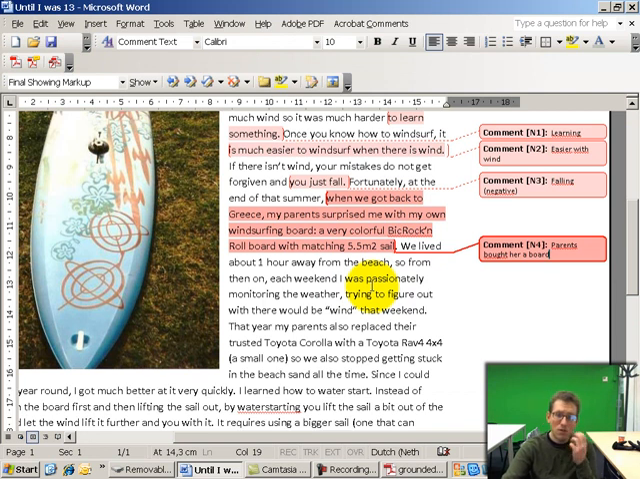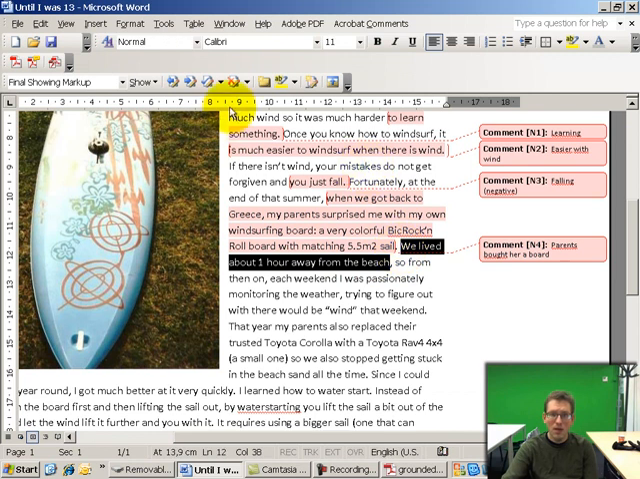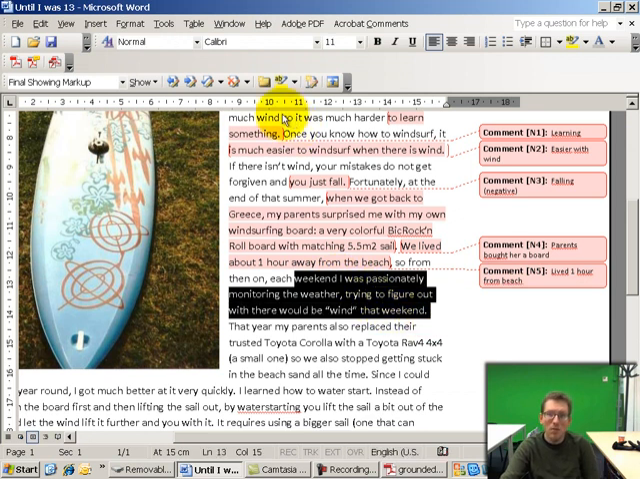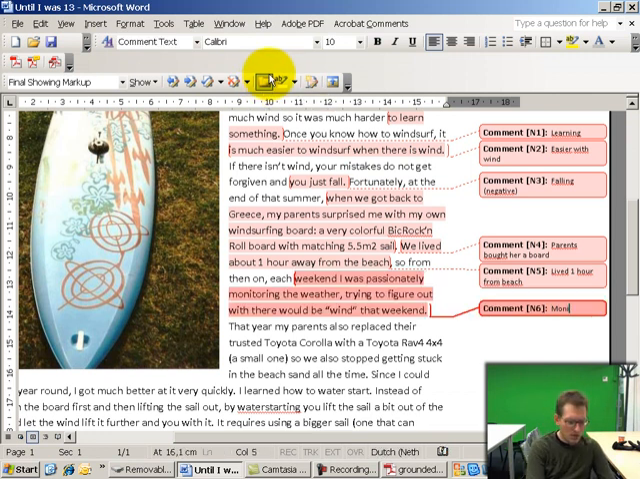Okay, there are two things going on here that seem important. Lived 1 hour from the beach, and this sort of passionately monitoring the weather. That's a nice quote, passionately monitoring the weather. And that's also about wind, which she mentioned earlier, but here she's saying something a little bit different about the wind. So we can call it maybe monitoring or just even more simply watching for wind.